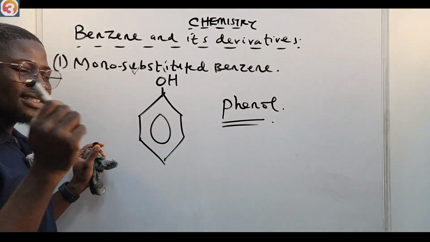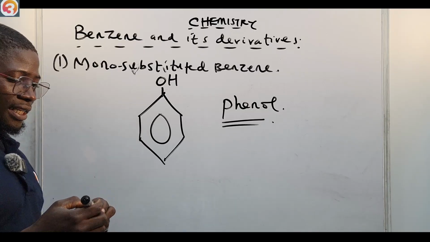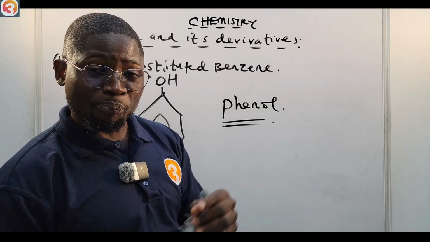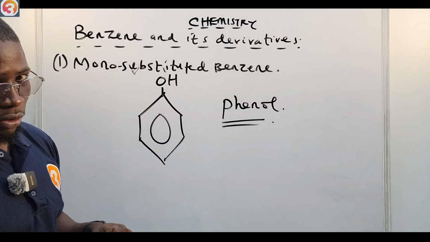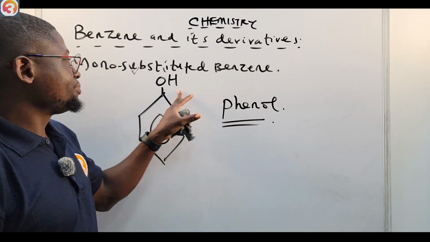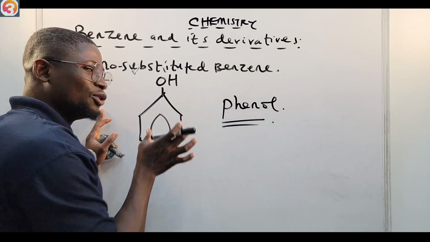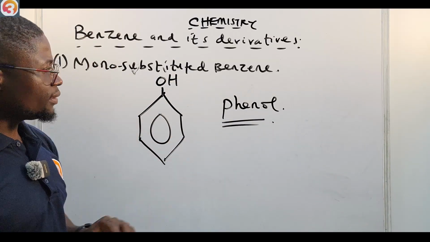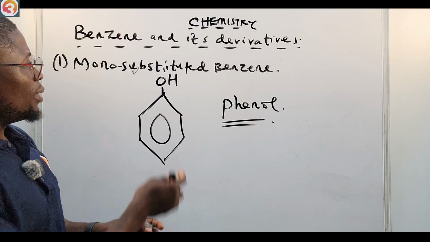So that C₆H₅OH that we saw during the introduction to this class as a past question is actually phenol. If you have a hydroxyl group or an OH group attaching itself to a benzene ring, we call it phenol. So now let us continue.